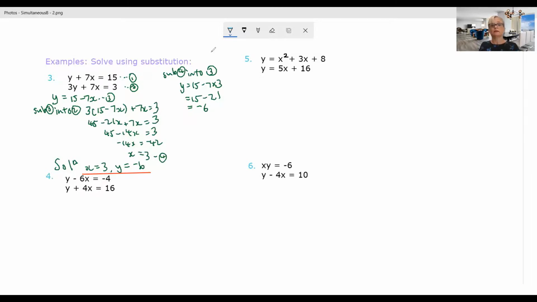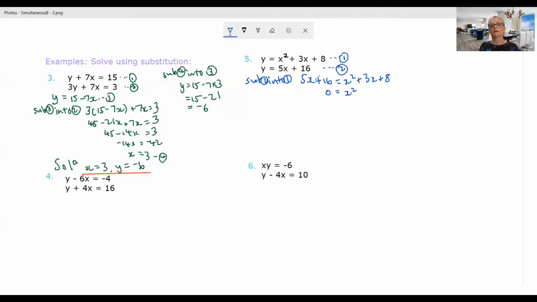Let's have a look at number 5, which is a little bit more interesting. Here we have one linear function and one quadratic function. In this situation, we want to sub this into here and solve for x, but what we're actually going to be solving is a quadratic equation. So let's sub, well, whether you think of it as subbing 2 into 1 or 1 into 2, it's really the same thing. So we're saying that 5x plus 16 is x squared plus 3x plus 8. Now, the way to go with something like that is to get everything over the one side and a 0 over the other.